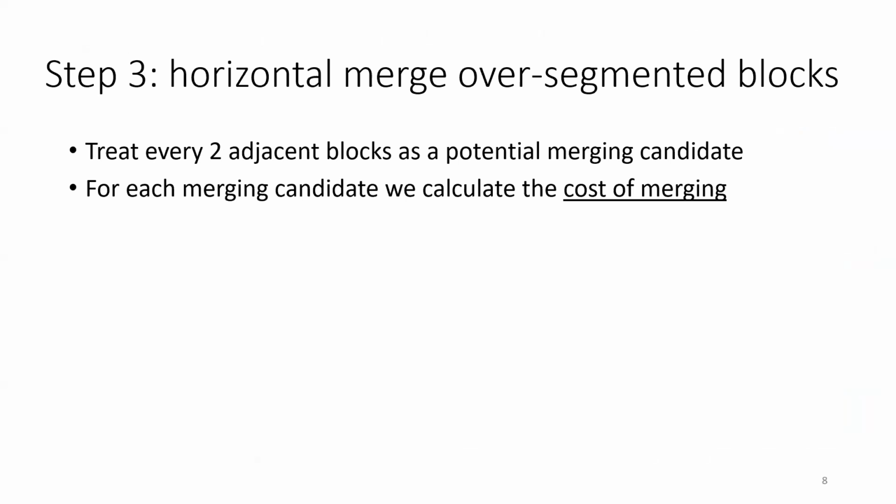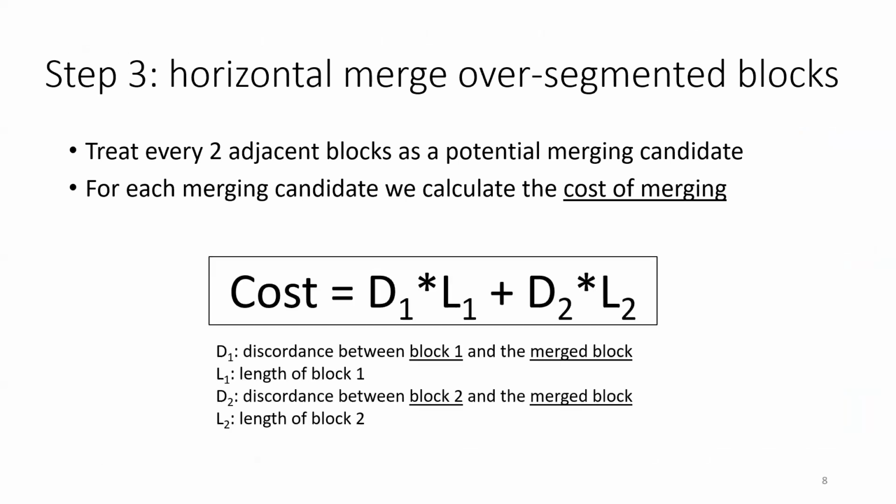So that's why we introduced the next step, which is the horizontal merging of the over-segmented blocks. Essentially, we treat each 2 adjacent blocks as a potential merging candidate, and we evaluate them for merging. For each of these candidates, we calculate what we call the cost of merging, using this formula below. The total cost of merging is equal to D1 times L1 plus D2 times L2. The D is the discordance between the merged block and the hypothetically merged block, and L is the length of the block.